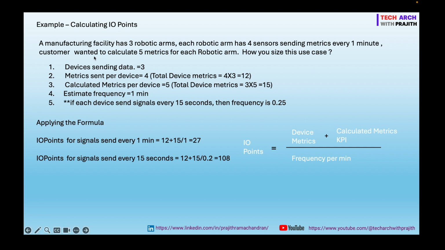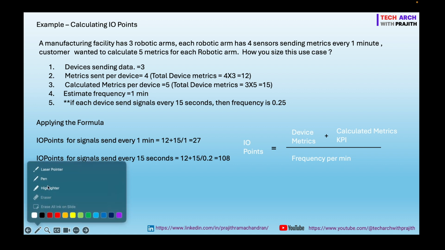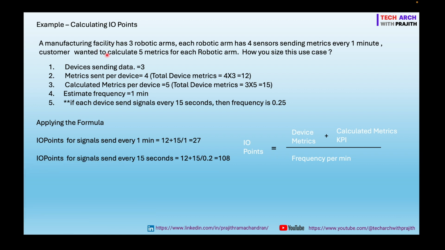On top of that, the customer wanted to calculate 5 metrics for each robotic arm. So 5 metrics for each robotic arm. That means 3 times 5, 15 metrics they want to calculate. Once the data has arrived, they want to calculate 15 metrics, 5 each.